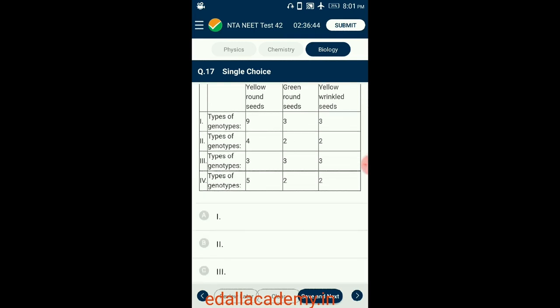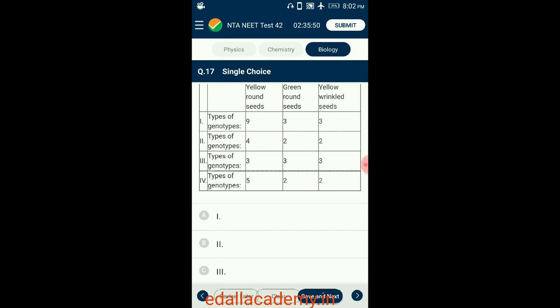In the dihybrid cross, yellow round seeds are produced because of genotypes capital Y capital Y capital R capital R, capital Y capital Y capital R small r, capital Y small y capital R capital R, and capital Y small y capital R small r. There are four genotypes. Green round seeds are produced by genotypes small y small y capital R capital R and small y small y capital R small r. Two genotypes. Yellow wrinkled seeds are produced due to capital Y capital Y small r small r and capital Y small y small r small r.